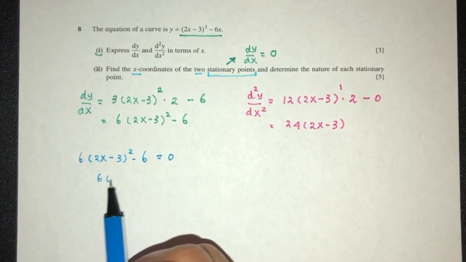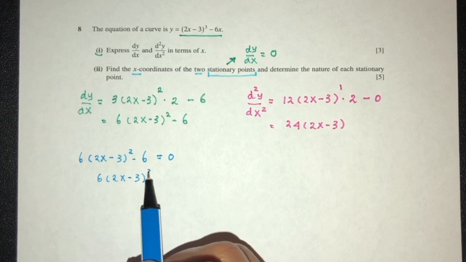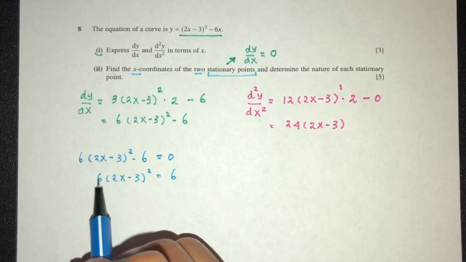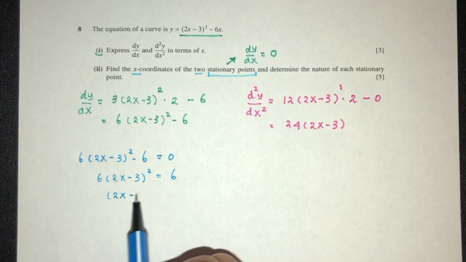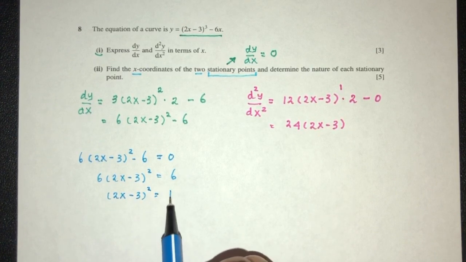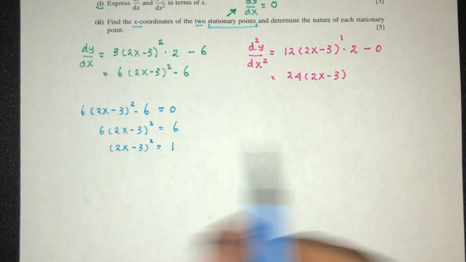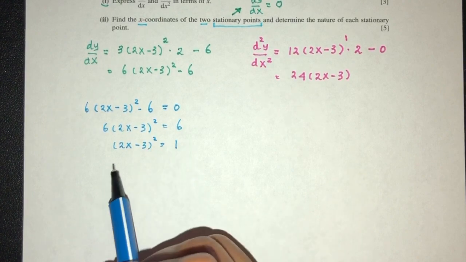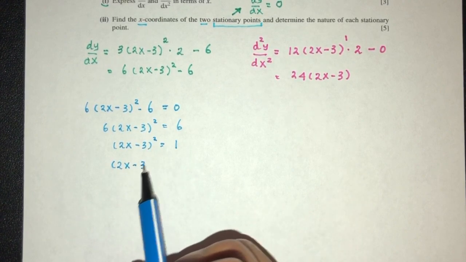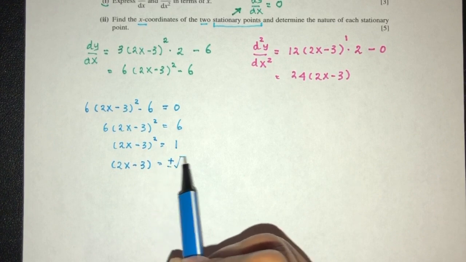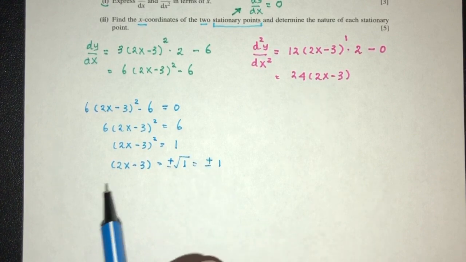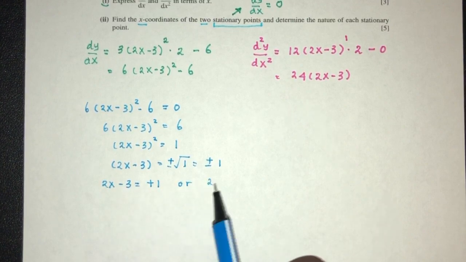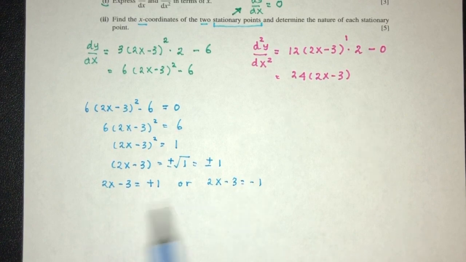You will have 6(2x - 3)^2 equals 6. We can divide by 6 on both sides, right? To cancel out those two, you will have (2x - 3)^2 equal to 1, right? There's two ways of solving this. We can take the square root, that will be plus minus root of 1, which is plus minus 1. So 2x minus 3 is plus 1, or 2x minus 3 is minus 1.